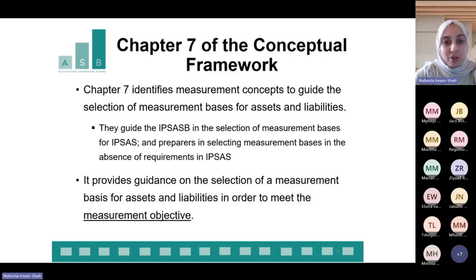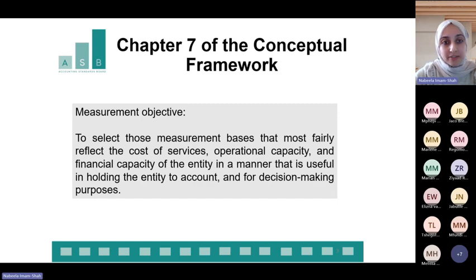Now, Chapter 7 of the conceptual framework identifies measurement concepts to guide the selection of measurement bases for assets and liabilities. They guide the IPSAS-B in the selection of measurement bases for IPSAS and also prepare us in selecting measurement bases in the absence of requirements in any individual IPSAS. It also provides guidance on the selection of measurement bases for assets and liabilities in order to meet the measurement objective. Now, what is the measurement objective?